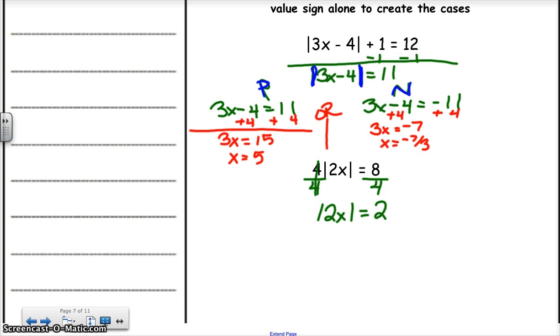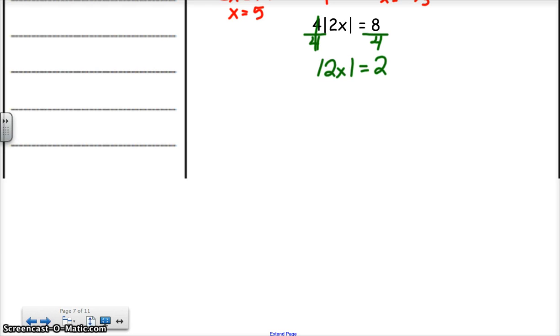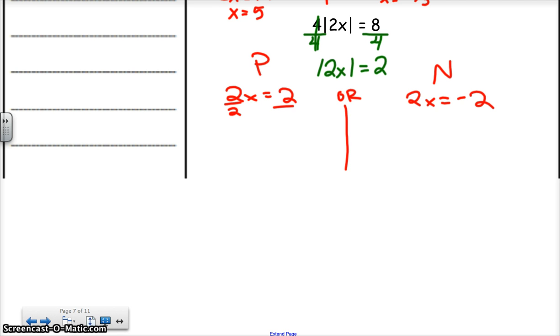Is my absolute value sign alone now? Yes, say yes with me. Yes, it is. It's all by itself now. So now I can create my cases. 2x equals a positive 2, that's my positive case, or my negative case, 2x equals negative 2. Solve both. This is 2 times x, to move times you divide. X is 1. Or dividing by 2, x is negative 1.